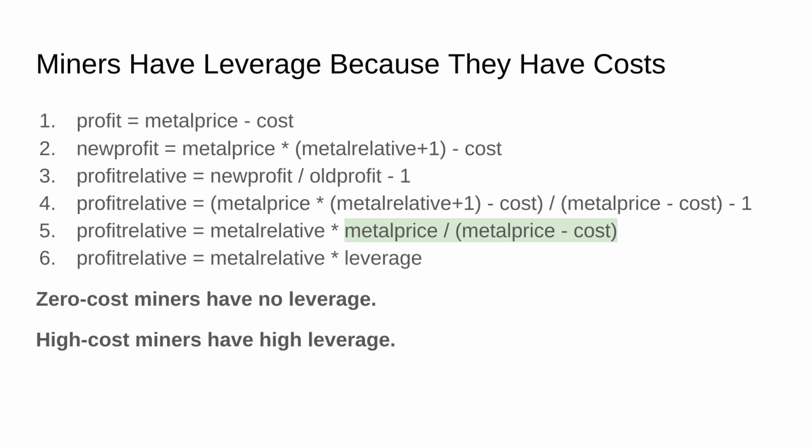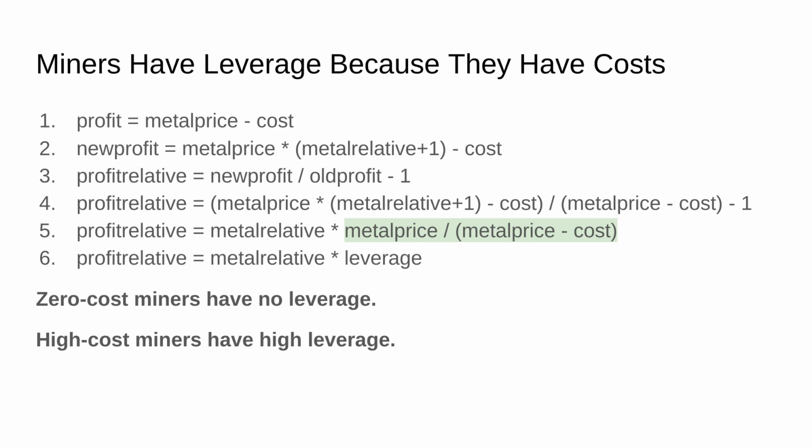Now for Formula 2, we are going to discuss what new profit level a miner will enjoy upon a percentage change of the metal price. The formula states that the new profit is given by the old metal price times the percentage change plus 1, minus the cost. Here we are assuming that the cost is unchanged. Now the metal relative variable, or percentage change of the metal, might be a value like 0.01 for 1%. That's why the 1 must be added to it.